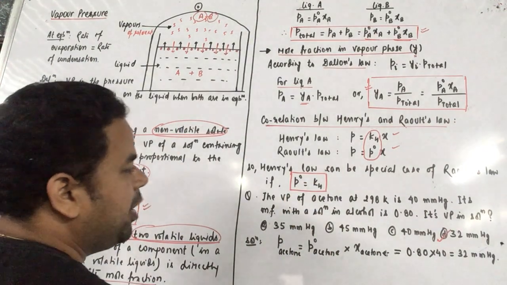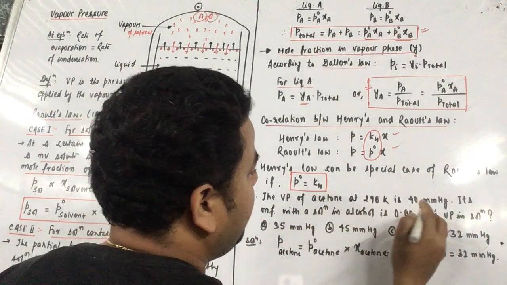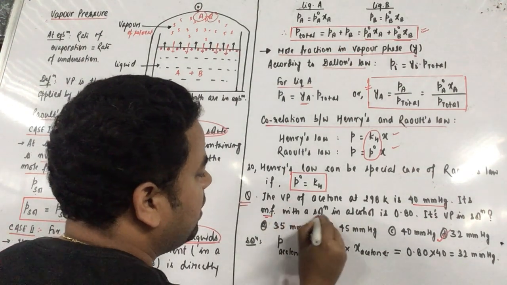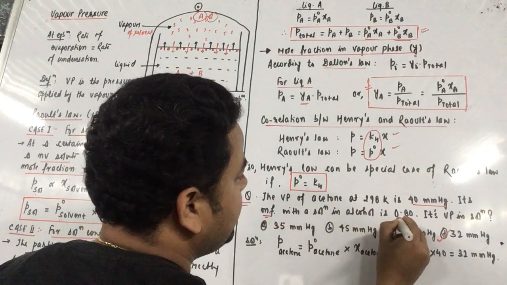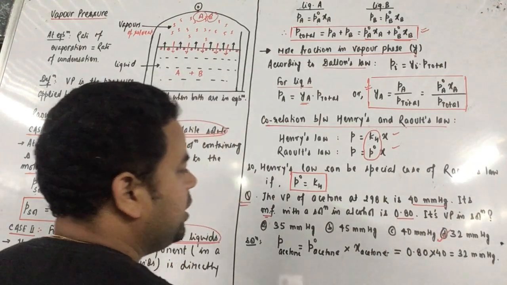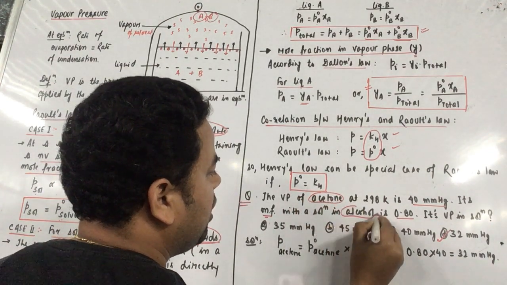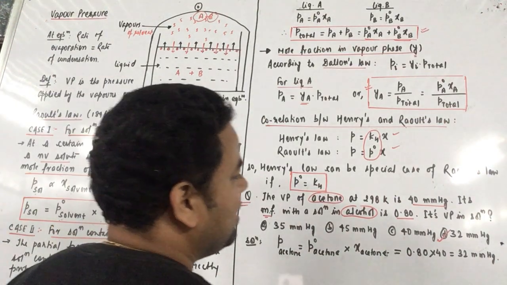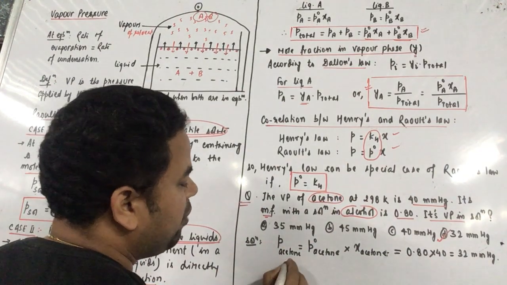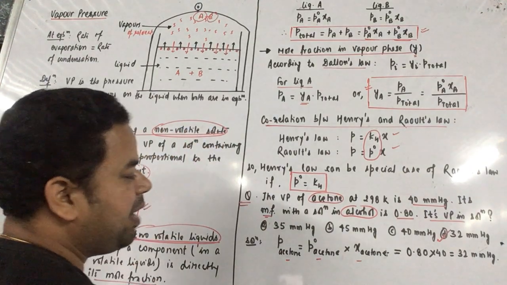Now let us work on a numerical here. The vapor pressure of acetone at 298 Kelvin is 40 millimeter mercury. Its mole fraction in a solution with alcohol is 0.80. You have to calculate its vapor pressure in solution. So here it means we have a liquid mixture of acetone and alcohol. But in the question it has been asked that you just calculate the vapor pressure of acetone in solution. So the vapor pressure of acetone will be equal to the vapor pressure of pure acetone multiplied by the mole fraction of acetone.